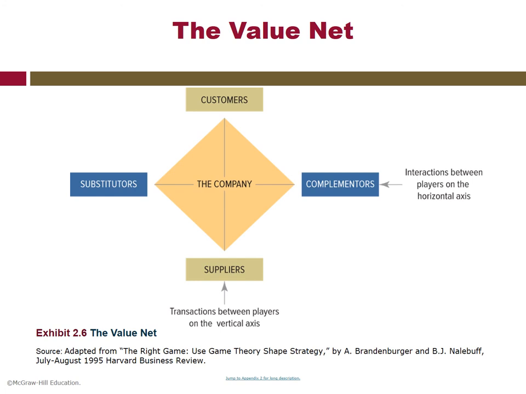So it means that the company could control their strategies based on the customer's profile and the supplier's behavior. So they can position their resources. For the horizontal dimension, it includes substitutes and complements. They interact but not necessarily transact, yet complements give impact to the value of goods and services.